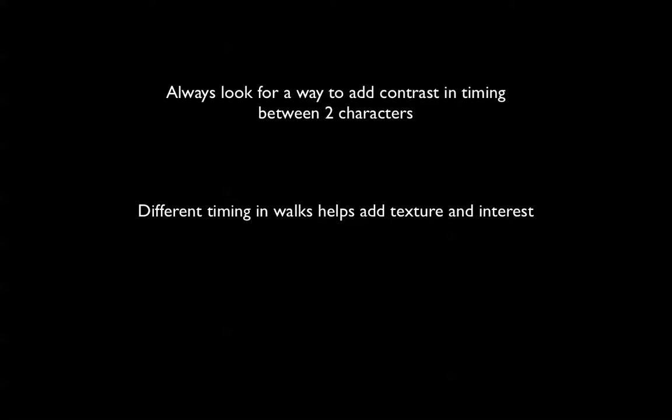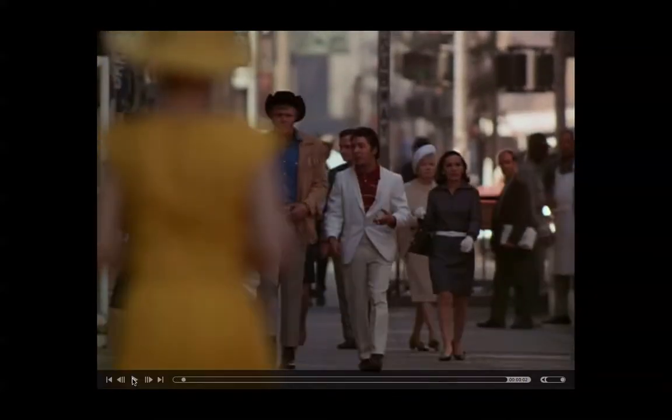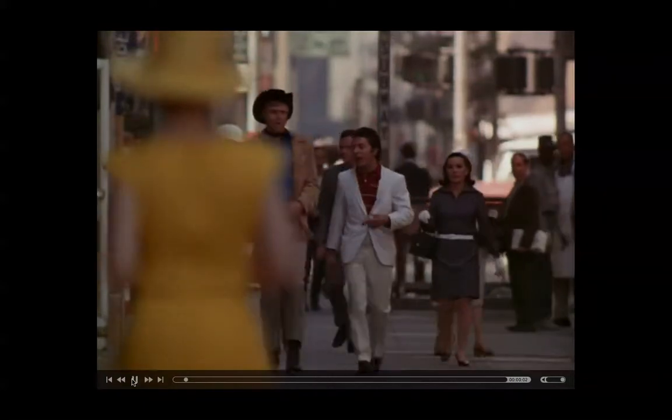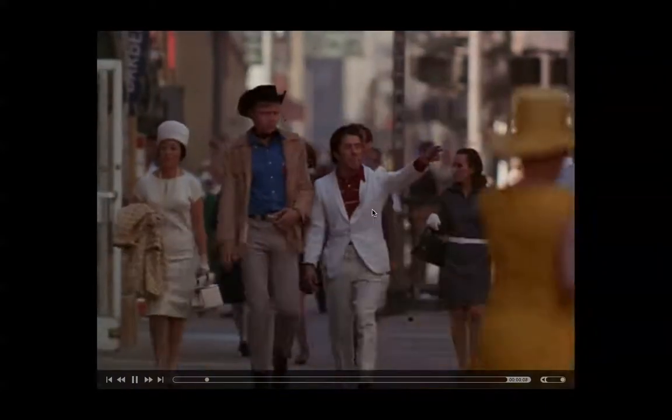So, you're always looking to add contrast and timing, even when there's two characters. So two characters, say, walking. Different timing in a walk will help add texture and interest. So in this piece here, we've got two characters walking down the street. We've got Voight here, and we've got Dustin Hoffman, in Midnight Cowboy. And if you just have a look and see the variation in their walks, it helps add a little bit of contrast between these two.